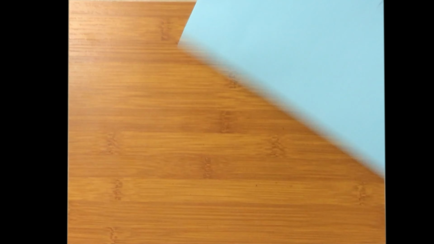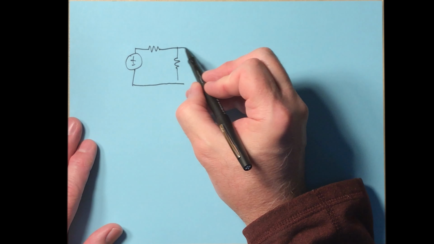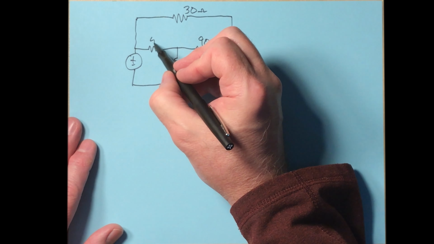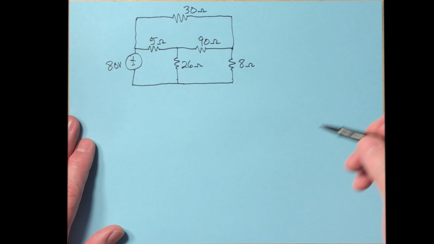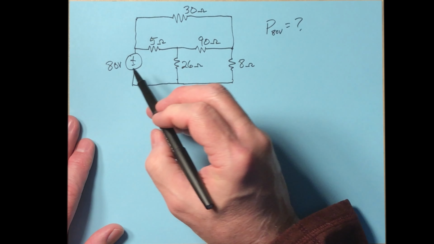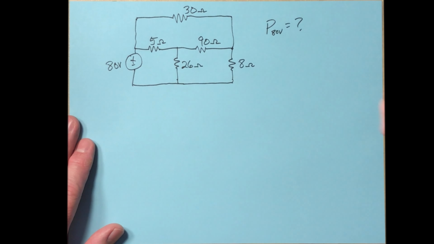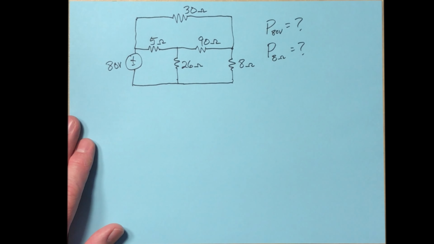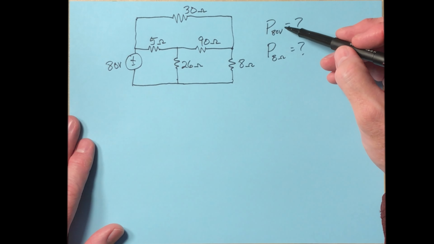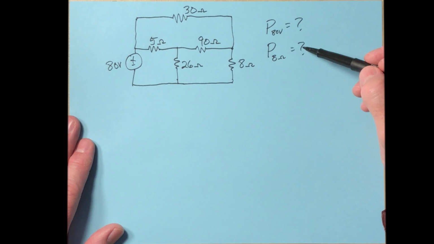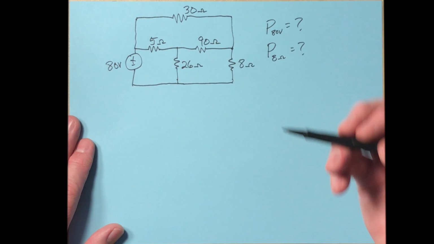All right, then let's do another one. All right, this is the problem. What we're after is the power of the 80 volt source. It'll be delivering power. It's the only active element here. And then what is the power that's dissipated by the 8 ohm resistor as well? So in order to figure out this power, we're going to need the current going through it. So we'll define one of our mesh currents to be that. That'll be pretty straightforward. And then we can do the same sort of thing with this if we know that current that's going through the 8 ohm.